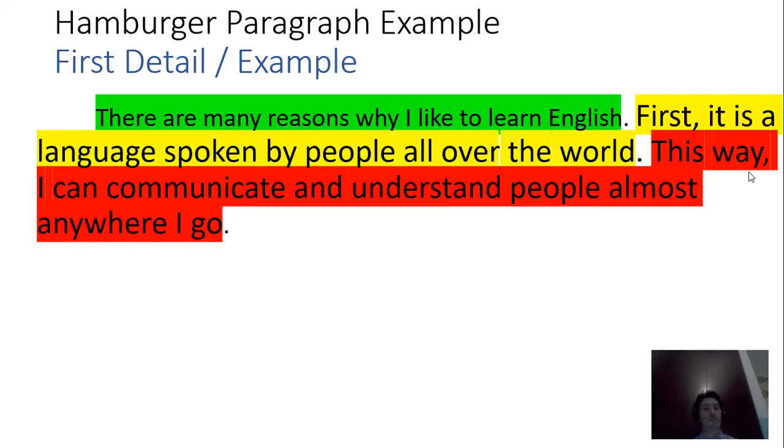So then you get to your first reason. First, it is a language spoken all over the world. In every country, people speak English. They learn English in all the schools all over the world. So here's a detail. This way, I can communicate and understand people almost anywhere I go.